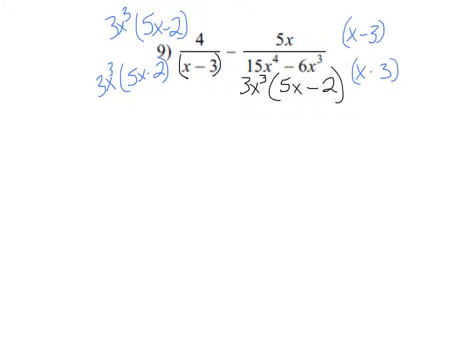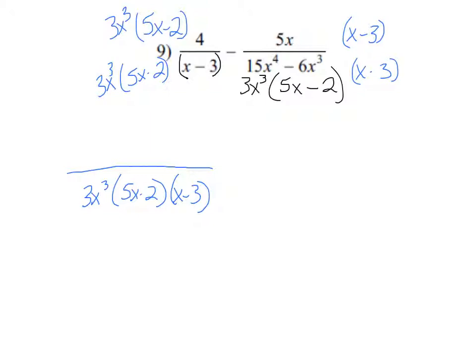Okay, so we have a lot of stuff going on as far as your common denominator. If I were to rewrite this, I would have a 3x cubed, I'd have a 5x minus 2, and I'd have an x minus 3. All of that is going to have to be my common denominator. So let's see what we need to do on the top.